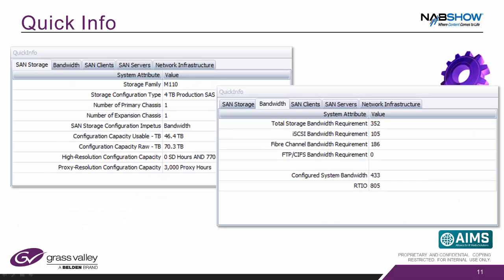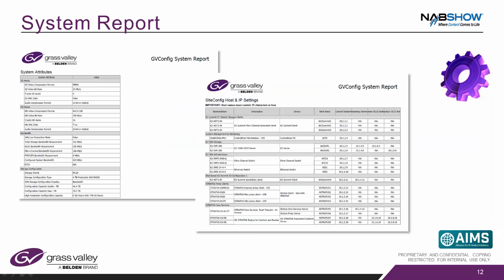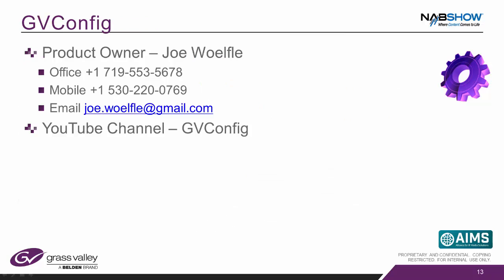Here are some examples of the Quick Info section for this configuration. This particular example highlights the data related to the K2 Summit and GV Stratus modules. Last, we have 2 pages from the system report. Here we're showing the system attributes and some of the proposed network settings for this system. This is just a small example of what's possible with GVConfig.